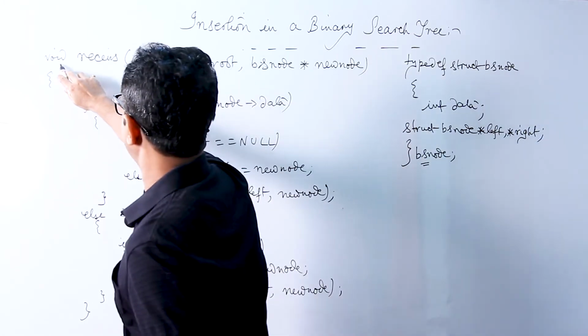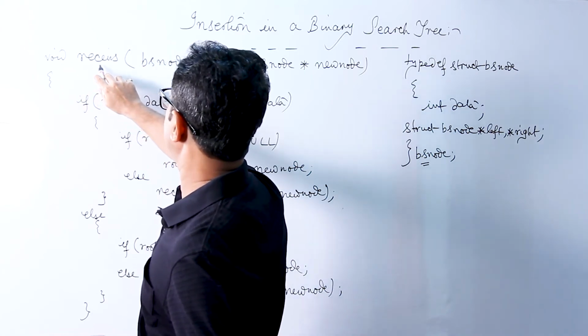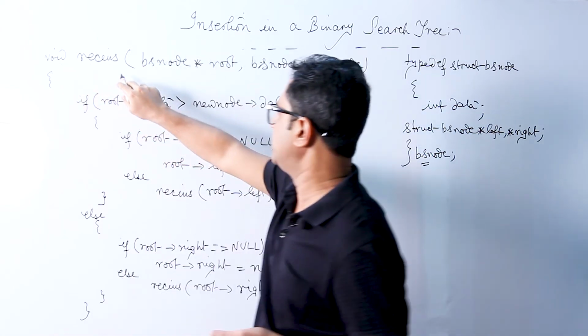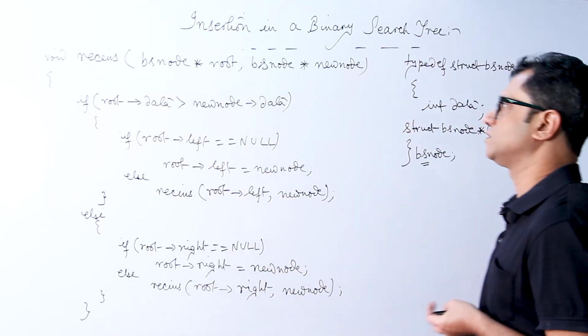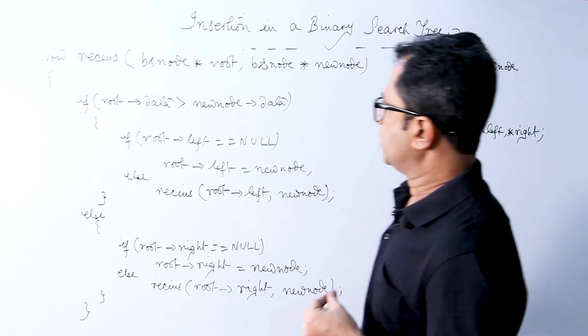It is not going to return any value, that's why the return type is void. I have named the function recins to denote that it is a recursive insertion procedure, and after that we come into the function body.